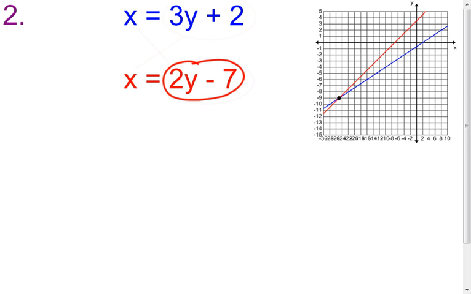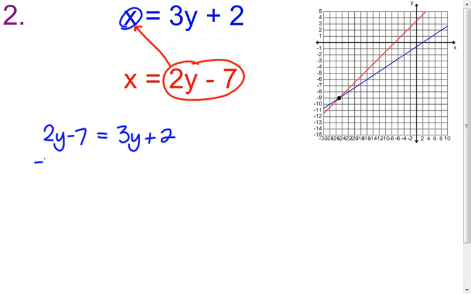So I'm going to go to the opposite equation, and where I see an x, I will replace it with 2y minus 7. So I'm using the blue equation right now, and I'm going to replace the x, this x right here, with 2y minus 7, and then equals the other side, 3y plus 2. Now you notice that I only have one variable in this equation. It's only y's. I only have y's. So now I can solve for y, which is good.